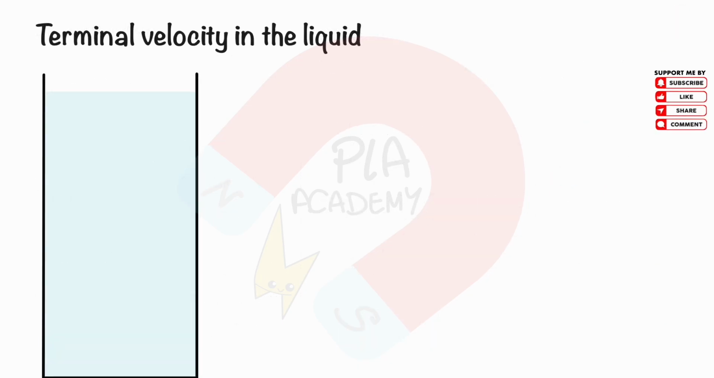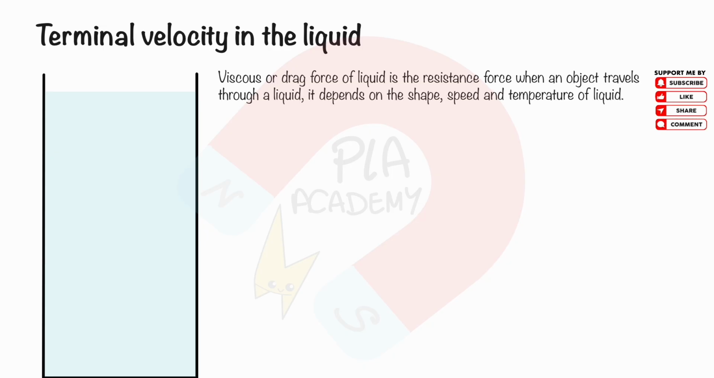Terminal velocity in liquids. Viscous or drag force of a liquid is the resistance force when an object travels through a liquid. It depends on the shape, speed, and temperature of the liquid. A metal sphere dropped from rest will reach terminal velocity as it falls through the liquid, as shown.